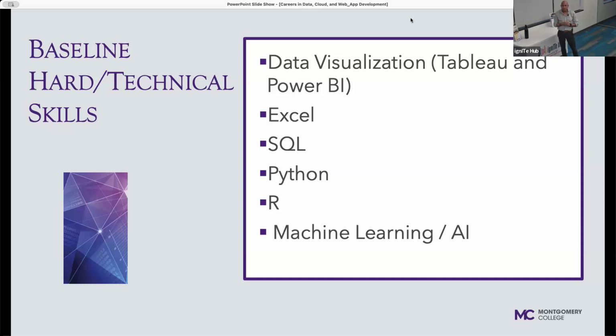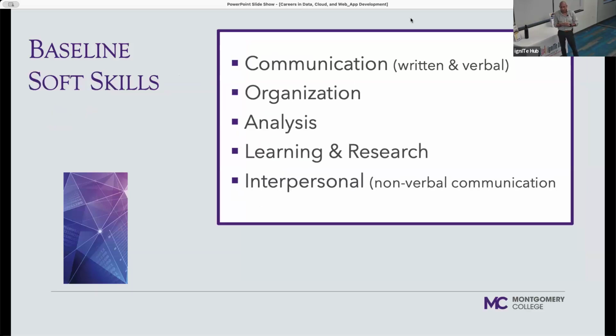Now, let's go to the next slide and talk about those soft skills. I think this slide is going to be exactly the same for the other two areas. But again, this may be a little bit of a repeat for our guests that are joining us for the second or third time.